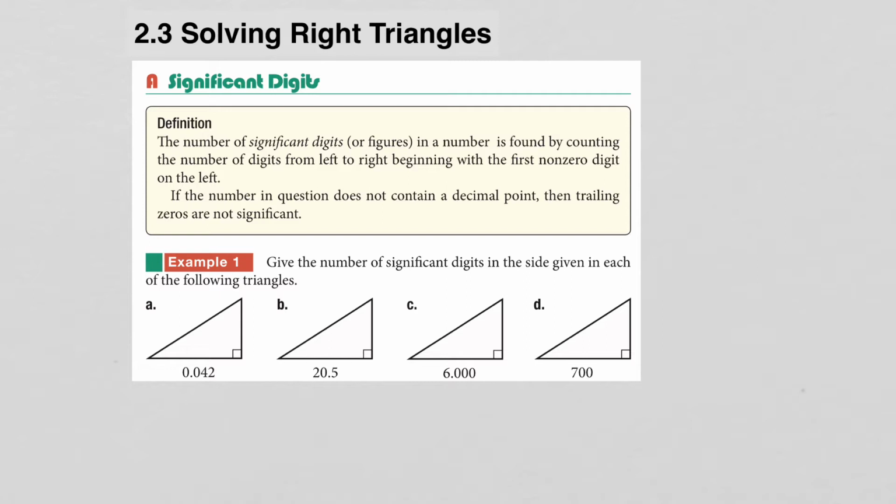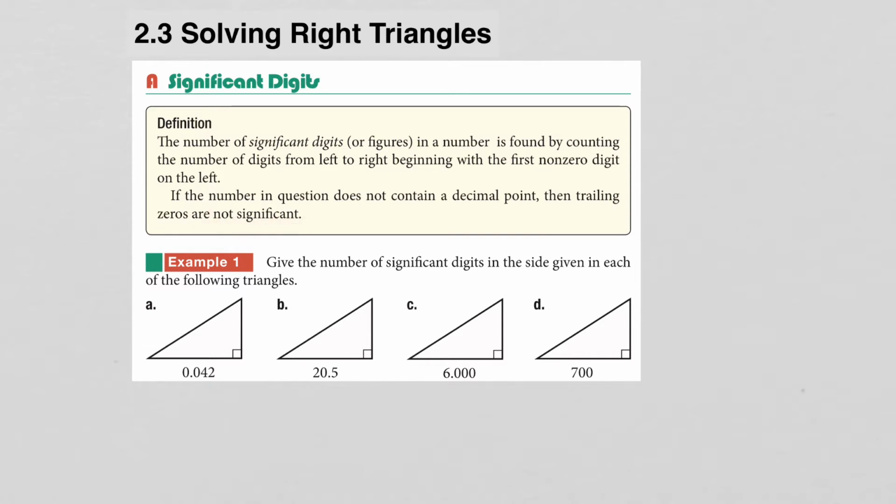The definition is: the number of significant digits in a number is found by counting the number of digits from left to right, beginning with the first non-zero digit on the left. If the number in question does not contain a decimal point, then trailing zeros are not significant.